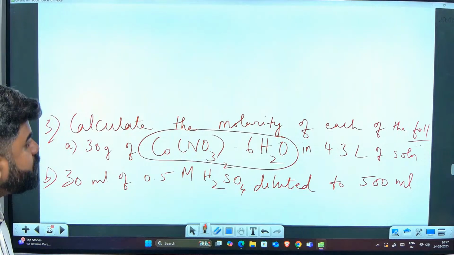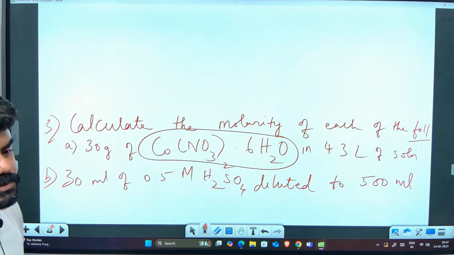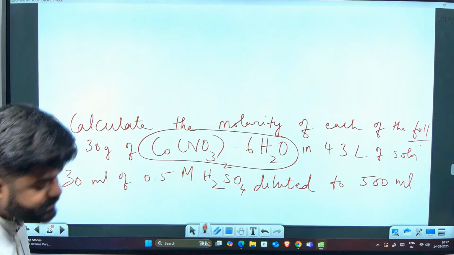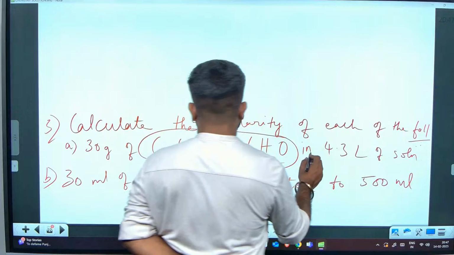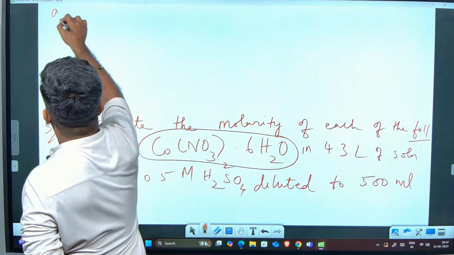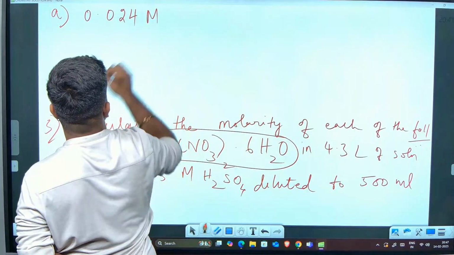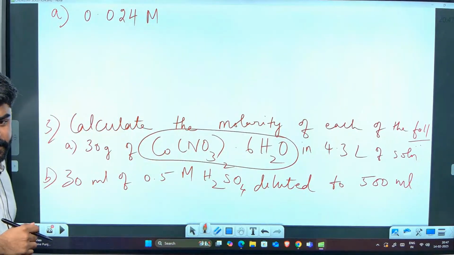Okay, the first part of the question is over, all of you. The answer is 0.024 molar for subdivision A. Okay? Shall we go to subdivision B?